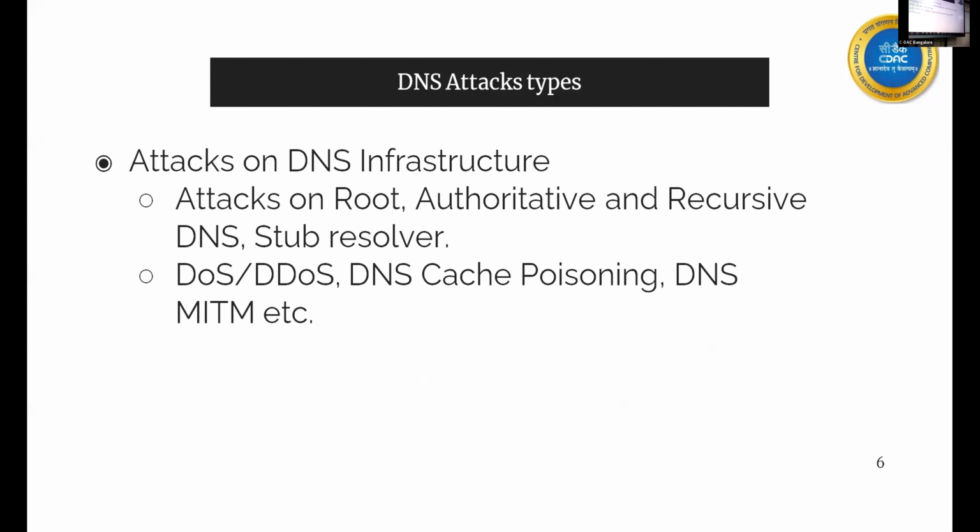So as I mentioned earlier, we have two categories of attacks. Number one category, if you talk about DNS attacks, is attacks onto the DNS infrastructure. So you are attacking directly onto DNS, attacking onto the root, attacking onto the recursive server, attacking onto the authoritative DNS servers.